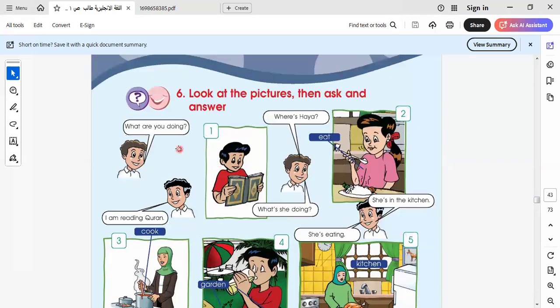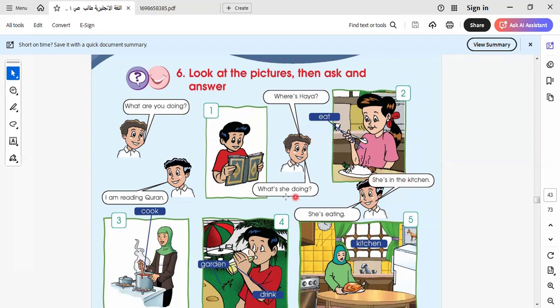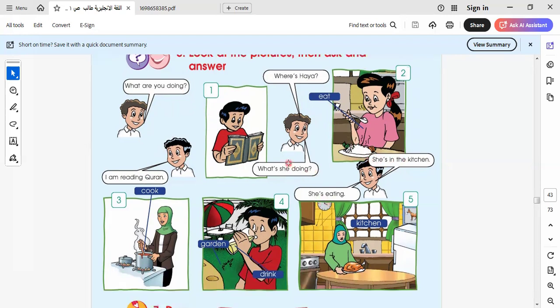Let's review this expression again. What are you doing? The boy replies, I'm reading Quran. Where is Haya? She is in the kitchen. What is she doing? She is eating.